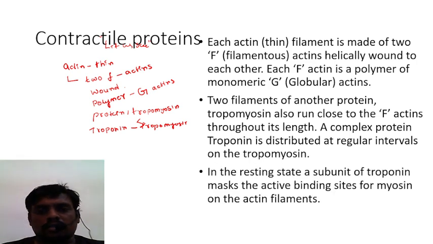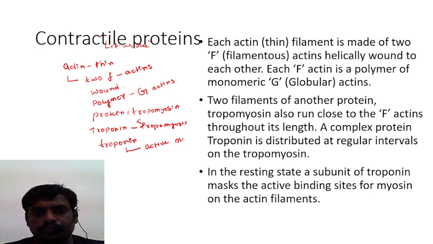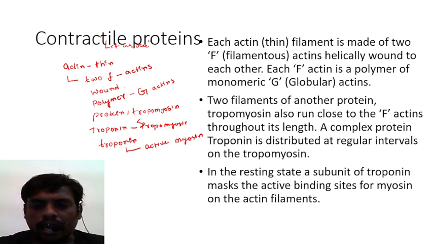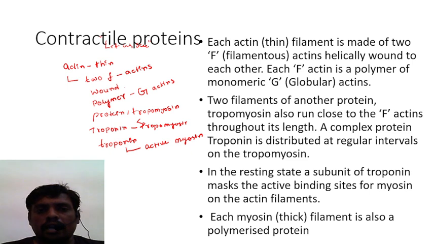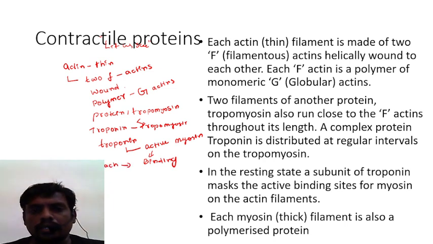In this resting state, a subunit of troponin masks the active binding site of myosin on the actin filament, which means the actin filament contains a myosin binding site. Myosin, if you carefully see, is a thick filament, also a polymerized protein.